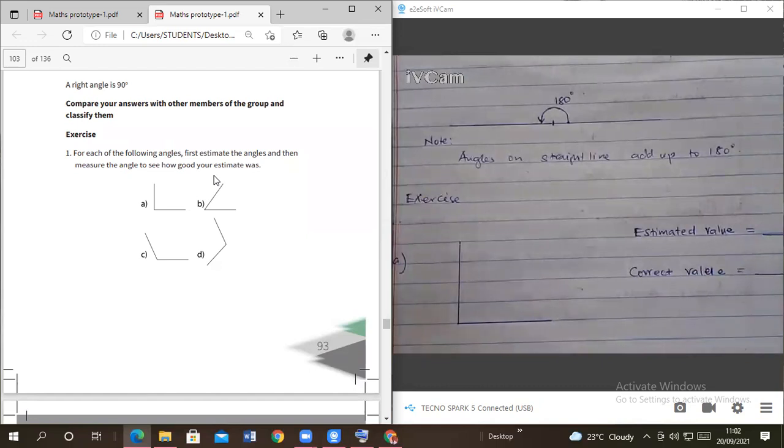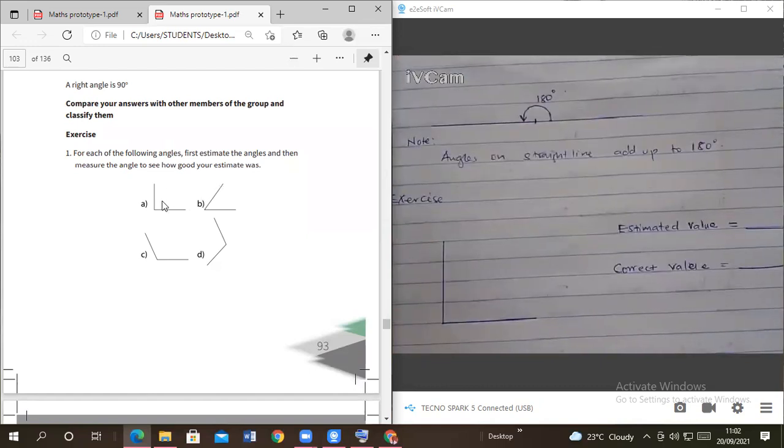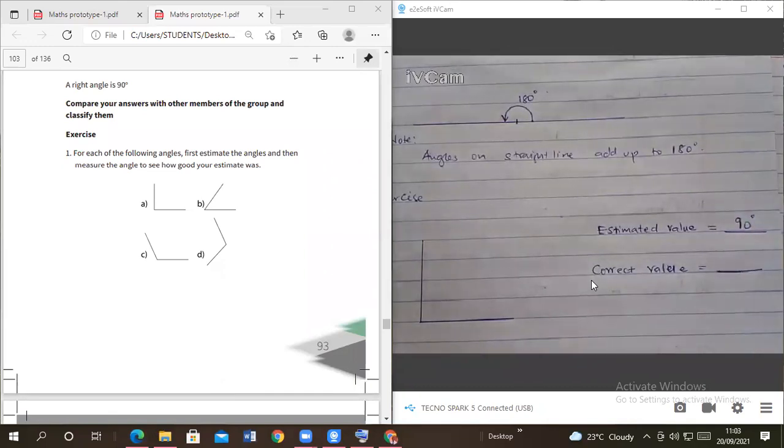Don't measure. For estimated value, don't measure. What do you think this angle is? 90. Does everyone agree it is 90? Yes. Okay, so we write 90 degrees. That is our estimated value.